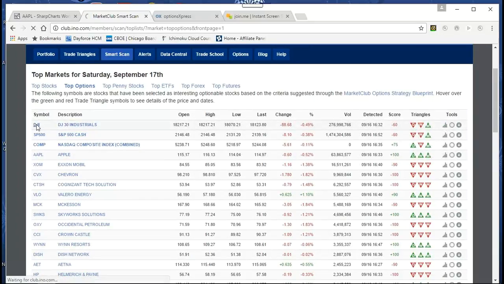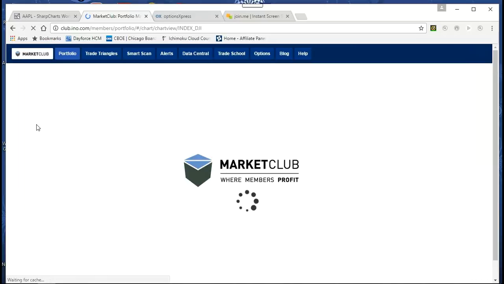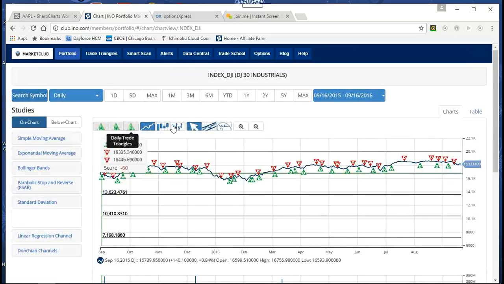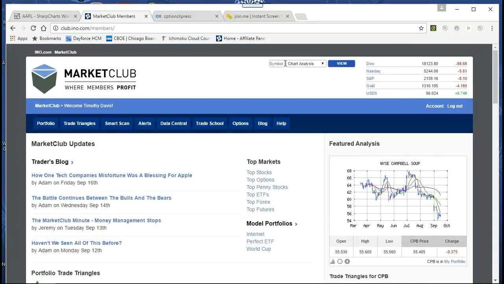Another thing that this will allow you to do, if for some reason you want to search a particular stock, and you don't want to try to find it by clicking on the trade triangles within one of these sectors, is come up to the top of the chart, go to where it says portfolio at the beginning of MarketClub.com, and type in whatever you want to look at.